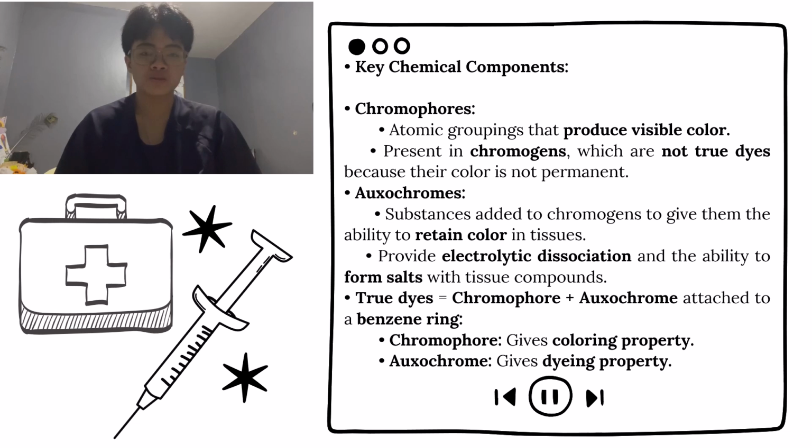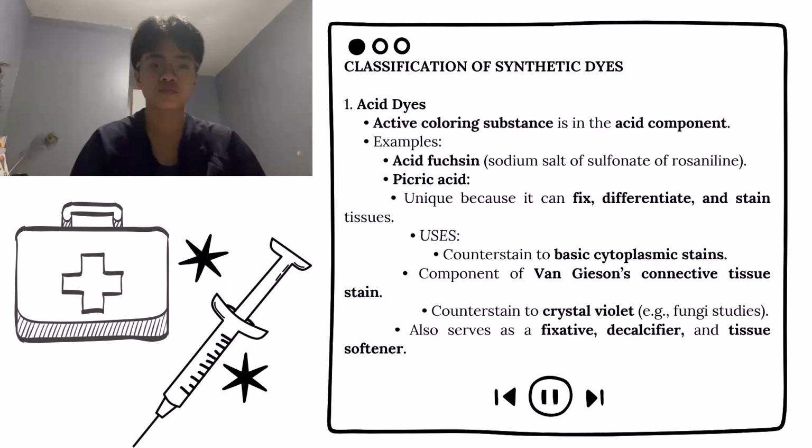Chromophores, atomic groups responsible for producing visible color, are found in chromogens, which are not true dyes because their color isn't permanent. Auxochromes are added to chromogens to help them retain color in tissues, enabling electrolytic dissociation and salt formation with tissue components. True dyes consist of a chromophore plus an auxochrome attached to a benzene ring. The chromophore provides the color, and the auxochrome gives the dye its ability to bind to tissues.